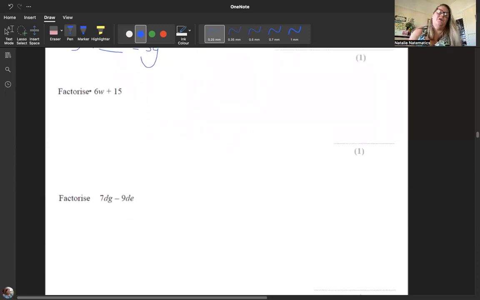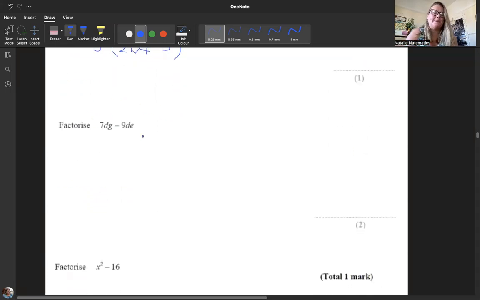Factorize again. So we are going to look for a common factor for 6 and 15. That would be 3. There's no common letters there, so I'm going to open my brackets up and say 3 times what makes 6w? And that would be 2w. And then 3 times what makes plus 15? 5. There you go. Expand out to make sure you've done the right thing. 3 times 2w is 6w. 3 times plus 5 is 15.